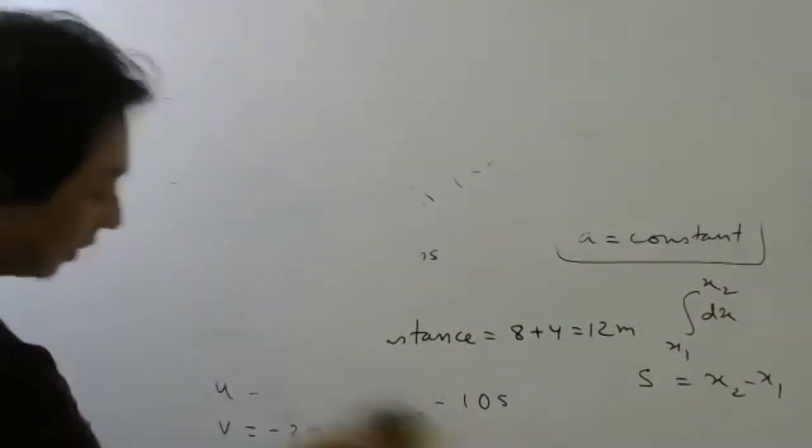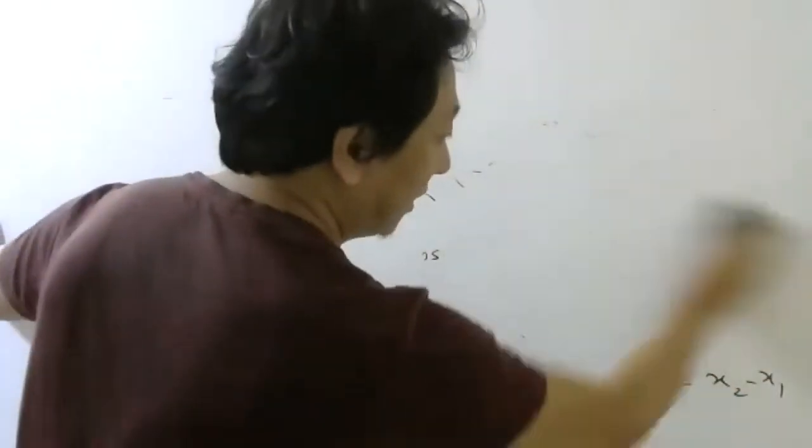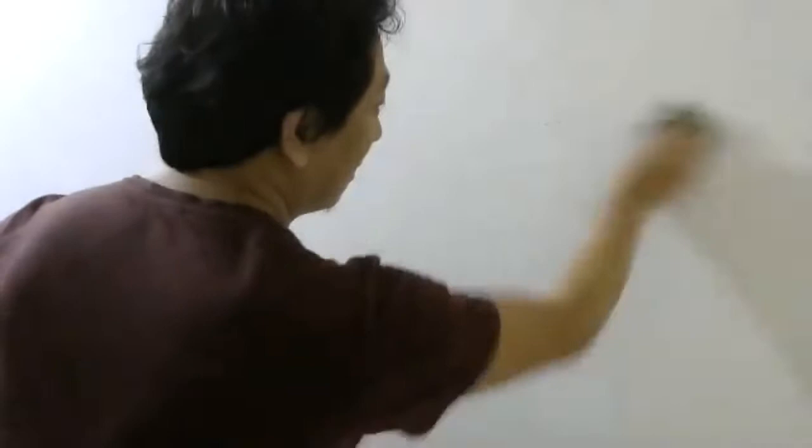So you have to be careful that displacement and distance may not be the same. Even in a straight line, it may not be the same. If the particle turns and comes back, then distance and displacement may not be the same.